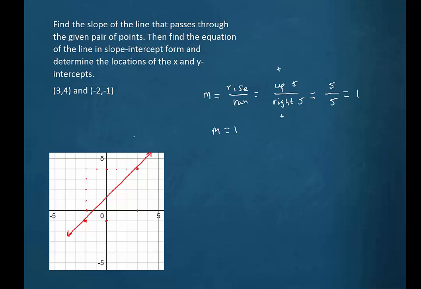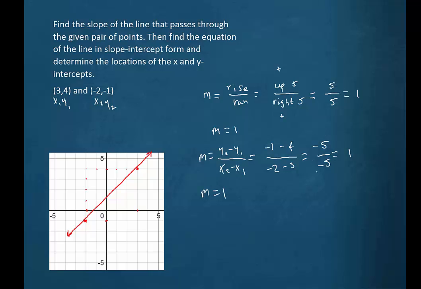Now another way to find that would be to use the formula m equals y2 minus y1 over x2 minus x1. And what we would do then is label one of these dots x1, y1 and the other one x2, y2, and then plug those values into this formula. So y2 is -1, y1 is 4, so -1 minus 4. y2 minus y1 over x2 minus x1. x2 is -2 and x1 is 3. Now we have -5 over -5, or again +1. So either way we do this, we find that the slope is 1.